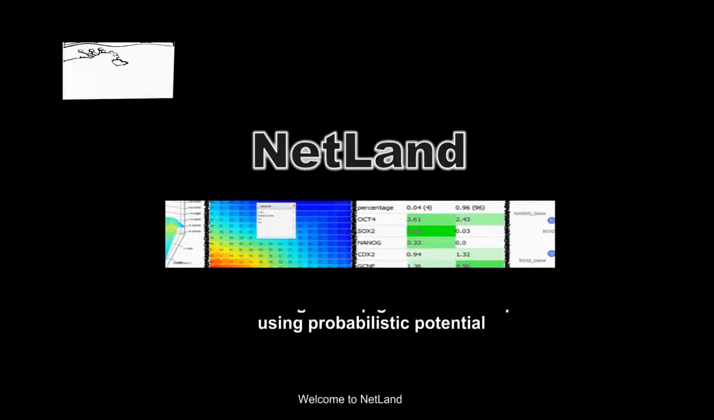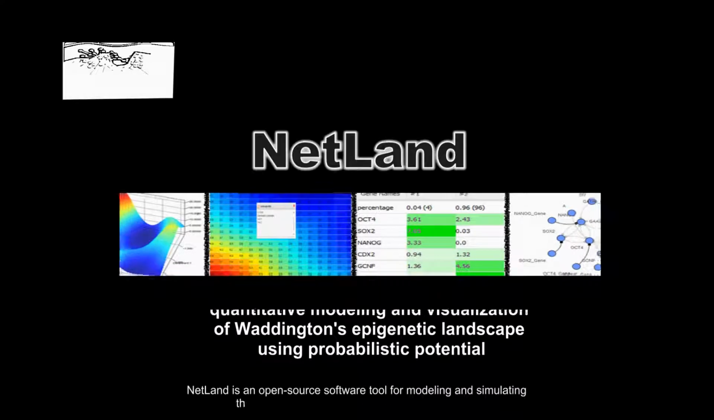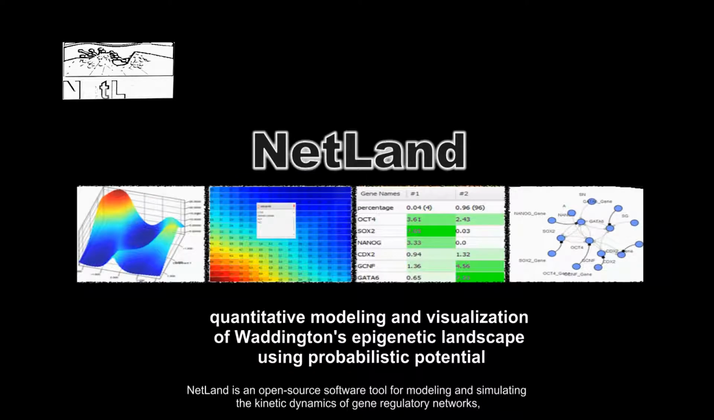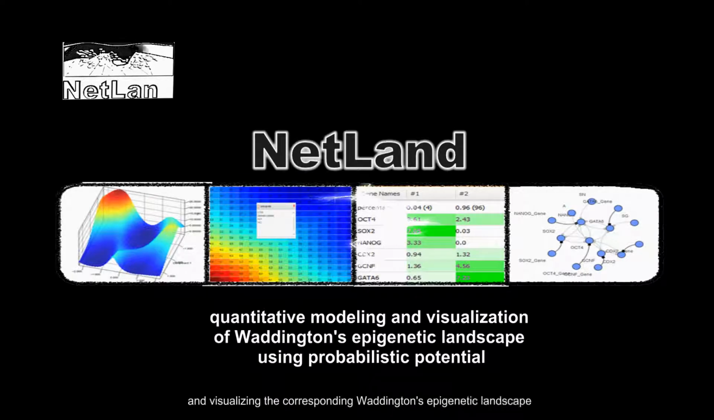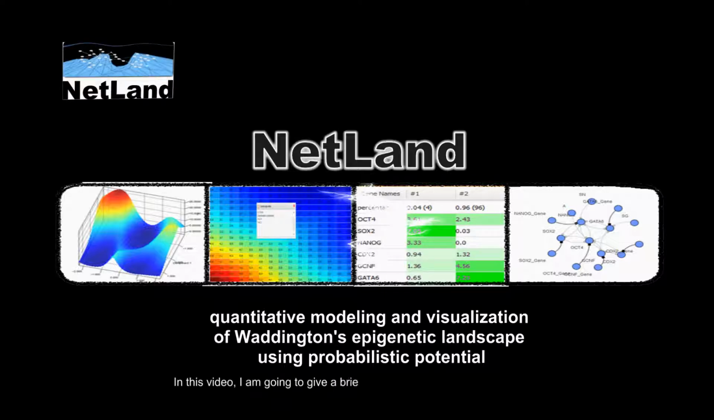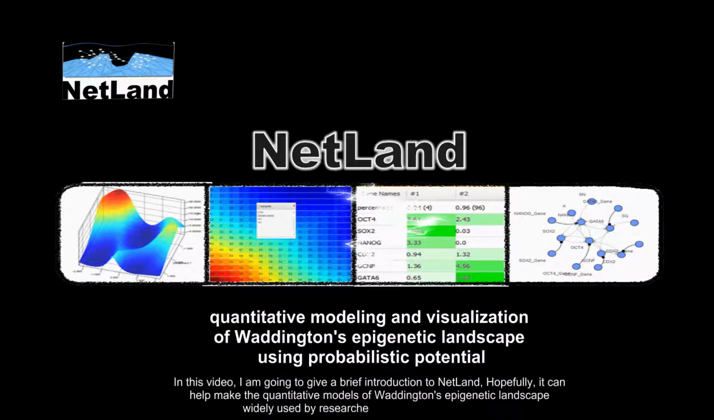Welcome to NetLand. NetLand is an open-source software tool for modeling and simulating the kinetic dynamics of gene regulatory networks, and visualizing the corresponding Waddington's epigenetic landscape. In this video, I'm going to give a brief introduction to NetLand. Hopefully, it can help make the quantitative models of Waddington's epigenetic landscape widely used by researchers of diverse backgrounds.